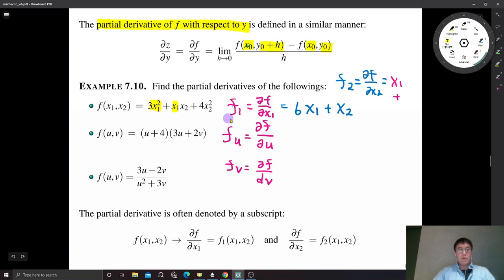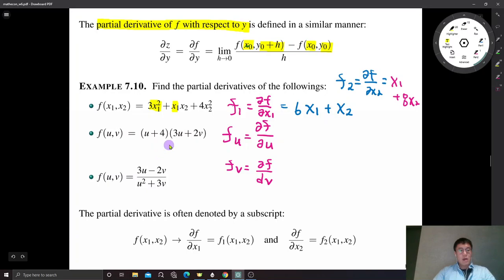And then for x2 squared, the derivative is 8 times x2. Okay, so that is f sub 2. Let me do one more exercise. So the second example, now the function depends on two variables, u and v.